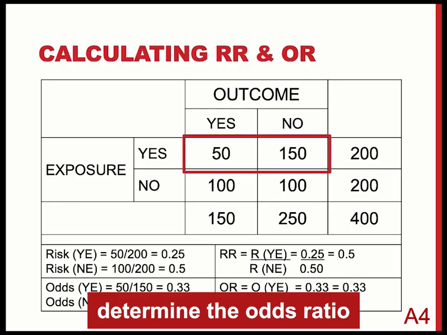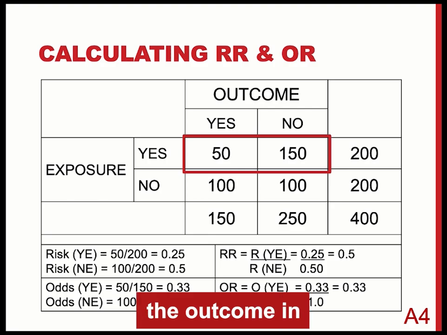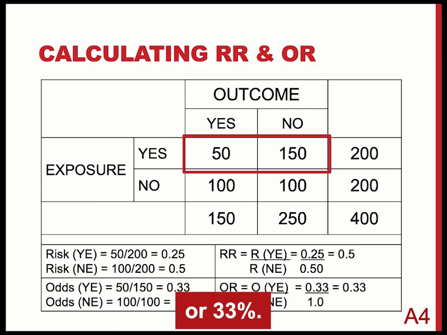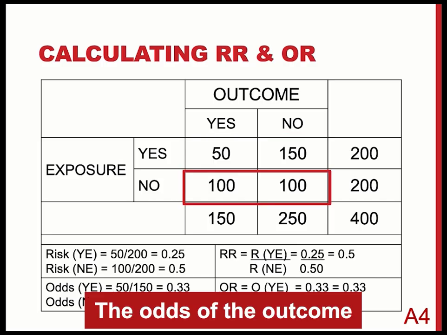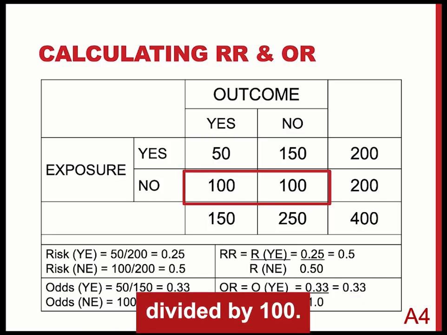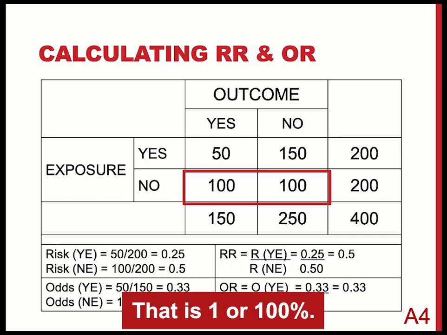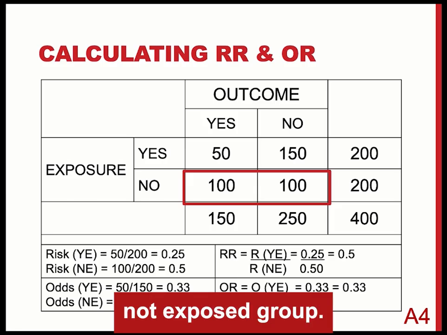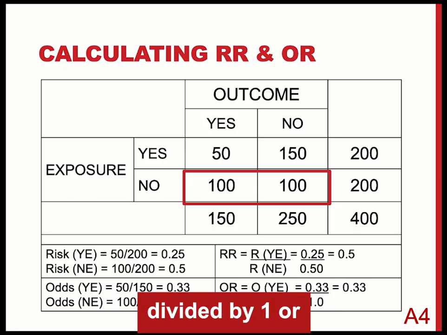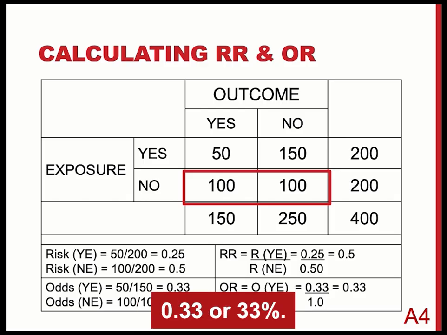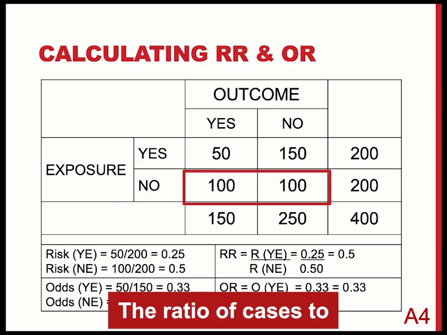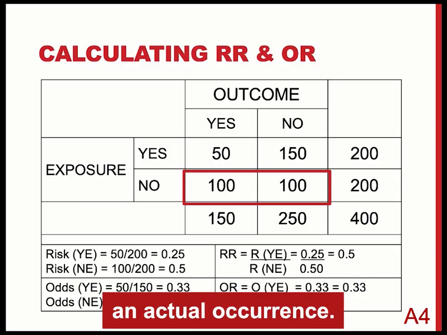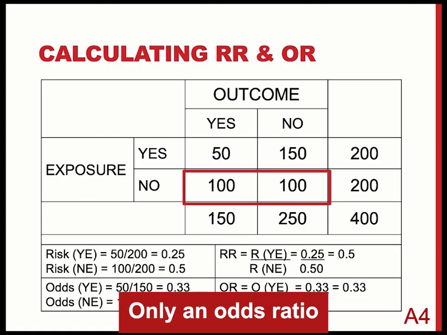Let's now determine the odds ratio from the same table. The odds of the outcome in the exposed group is 50 divided by 150. That is 0.33 or 33%. The odds of the outcome in the not exposed group is 100 divided by 100. That is 1 or 100%. The odds ratio is the odds in the exposed group divided by the odds in the not exposed group. It is 0.33 divided by 1, or 0.33, or 33%. If this was a case control study, the ratio of cases to controls is set by the investigator. Therefore, the prevalence of disease is not a natural occurrence. Only an odds ratio could be calculated.